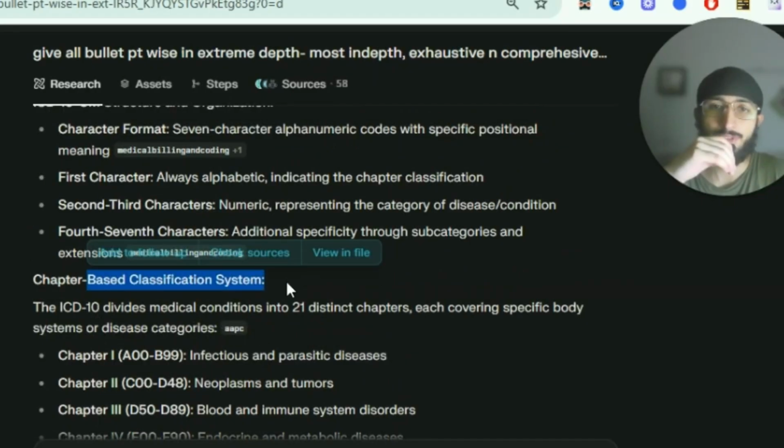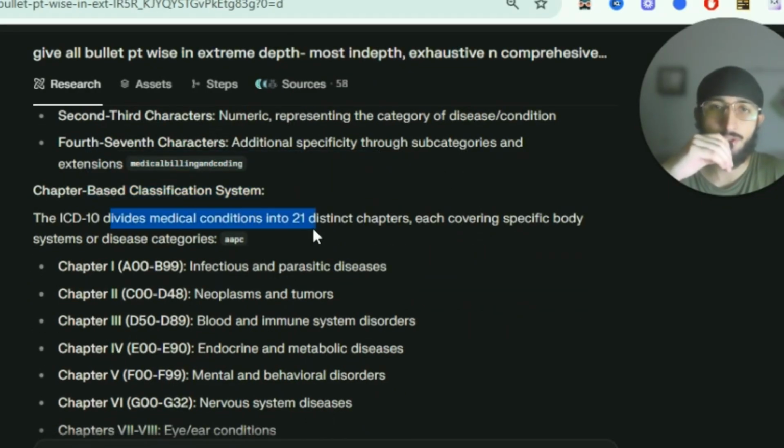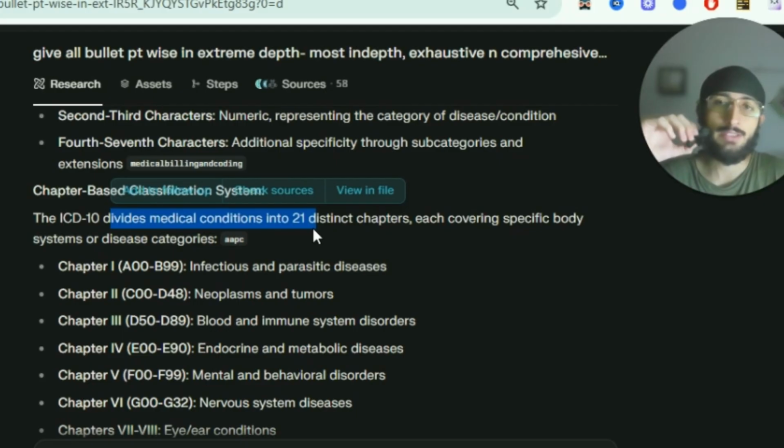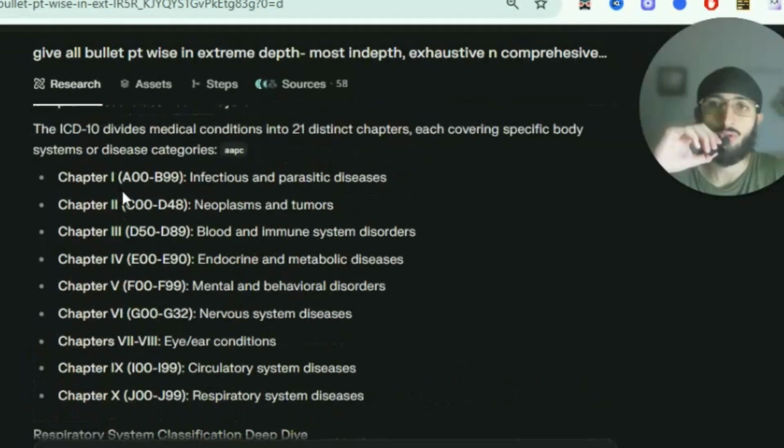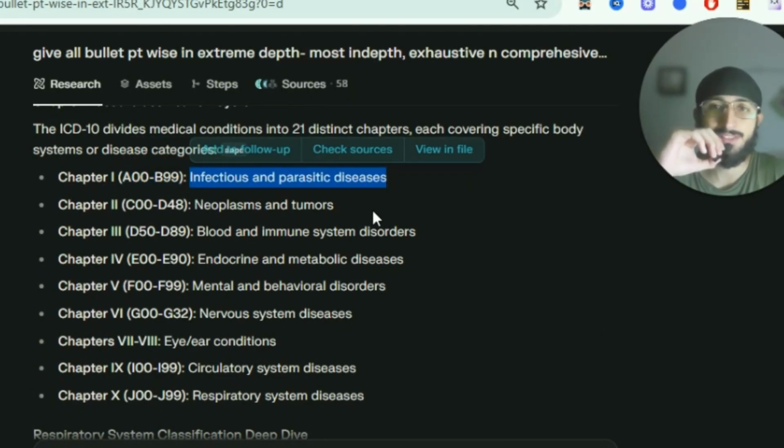So now, chapter-based classification systems. ICD-10 divides medical conditions into 21 distinct chapters, each covering specific body systems or disease categories. So we have chapter 1 till chapter 10. Chapter 1 has the code A00-B99, which covers infectious and parasitic diseases. Then chapter 2, C00-D48, neoplasms and tumors.